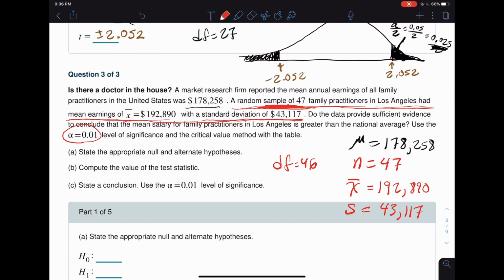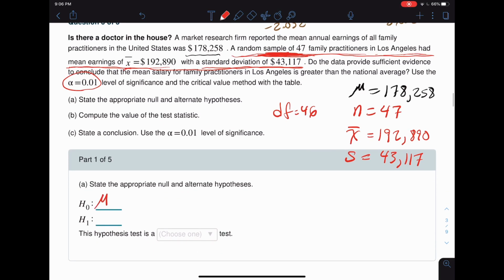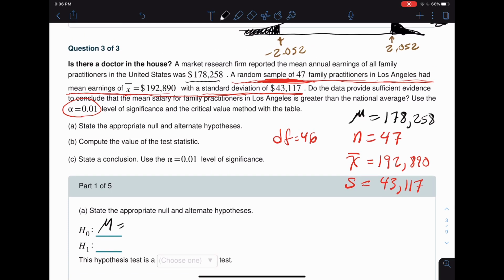Our null hypothesis, our assumption, is from the report of the practitioners, our population mean, which is $178,258. Now the question here is, does the data provide sufficient evidence to conclude that the mean salary of practitioners in Los Angeles is greater than that number? There's the word that I've got to really focus in on.